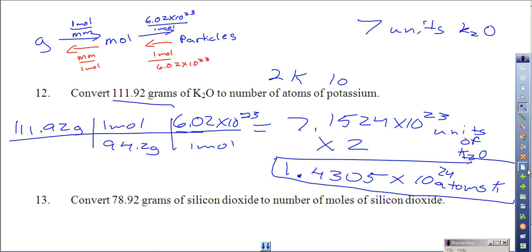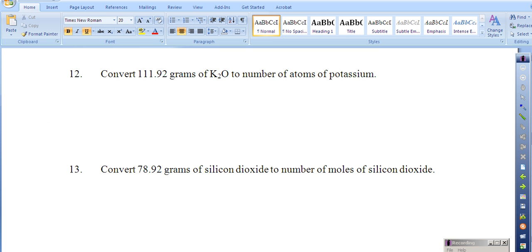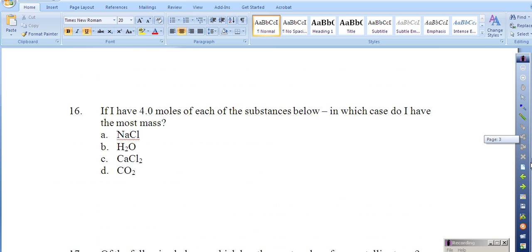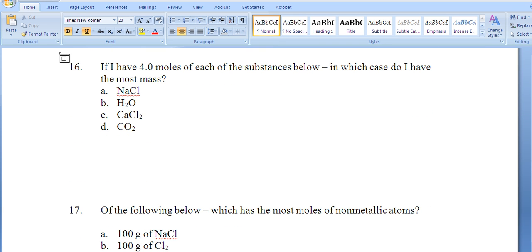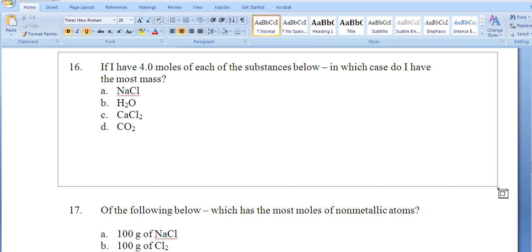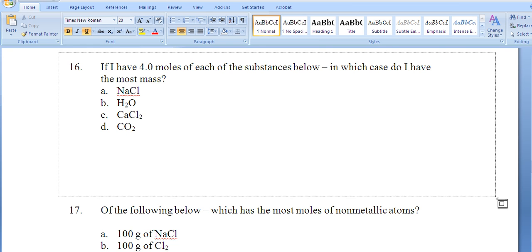Alright. That being said, I'm going to skip 13 and 14. And 15. Let's look at 16. Now, this is the type of problem that is going to be on your test tomorrow. And it's very important that you understand how to do this type of problem.